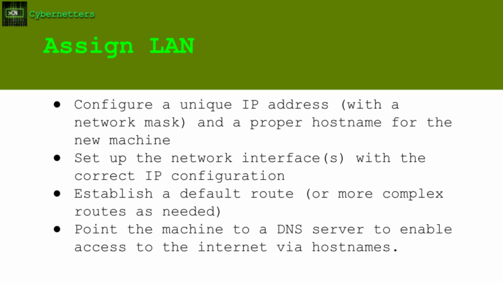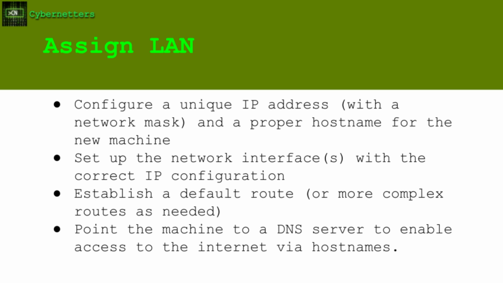Along with that, you'll need a network mask, which helps define the part of the address that belongs to your local network. Next, you'll configure the network interface, which is basically the bridge between your machine and the network. If this is wrong, your system won't be able to communicate properly. Then we need to establish a default route, which tells your machine where to send traffic when it's trying to reach something outside of the local network. Most of the time, that would be your router.